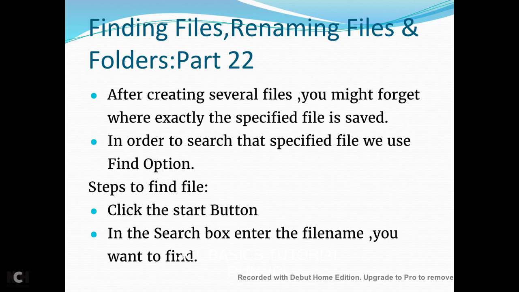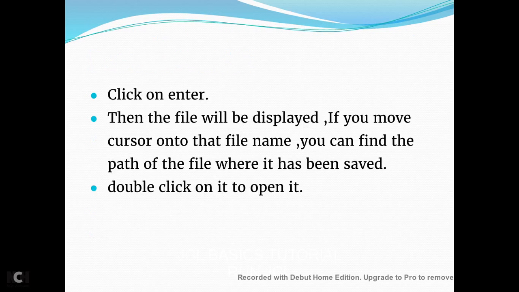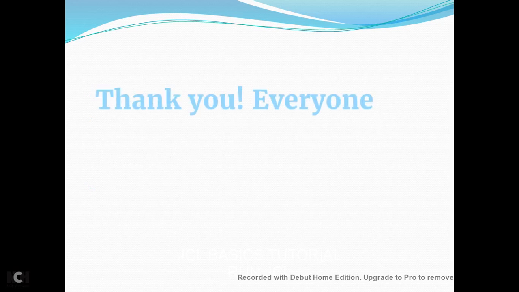So this is how it works: click the start button, in the search box enter the file name you want to find, and click enter, then the file will be displayed. If you move the cursor onto that file name, you can find the path where it has been saved. Double click on it to open it.